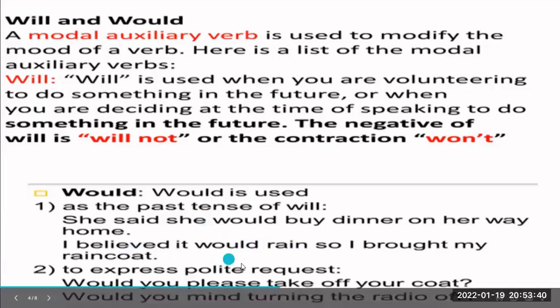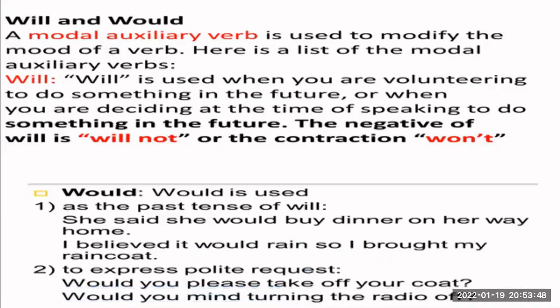Okay, so I believed it would rain, so I brought my raincoat, all right? I believed that was something in the past. The action of bringing the raincoat also already happened, but that was because I believed it would rain, all right? Now, in expressing polite requests, you use would. Would you please take off your coat? Would you mind turning the radio off? All right, and so on and so forth.